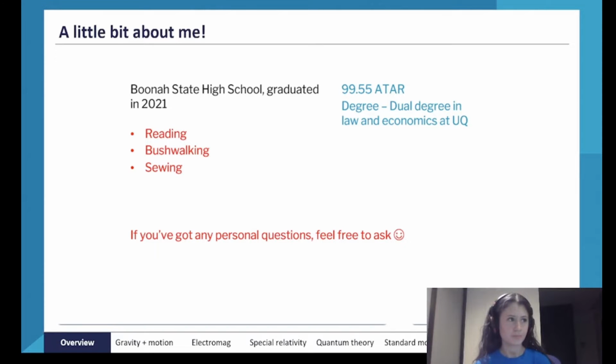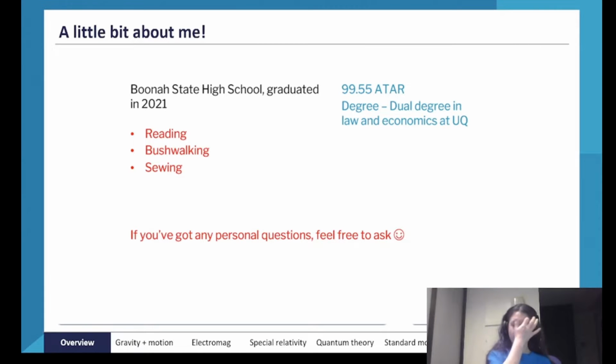So the degree that I'm currently studying is in law and economics at UQ. If you have any questions about my degree, law in particular, I guess, or UQ or anything, please feel free to ask those in the chat. The hobbies that I have involve reading, bushwalking, and sewing. Maybe sound a little bit lame, but they're really fun. So, yeah, if you have any personal questions or anything, feel free to ask.